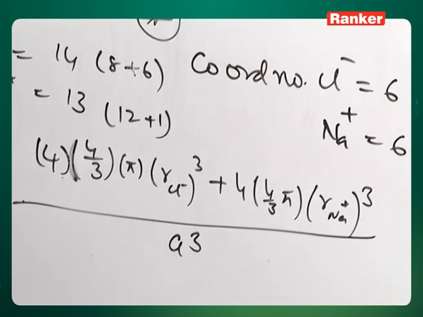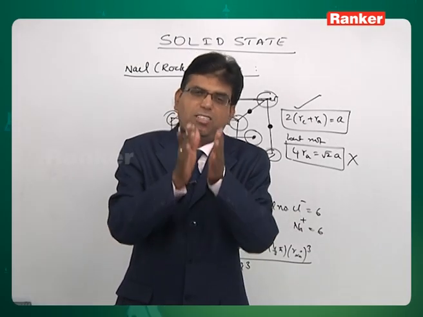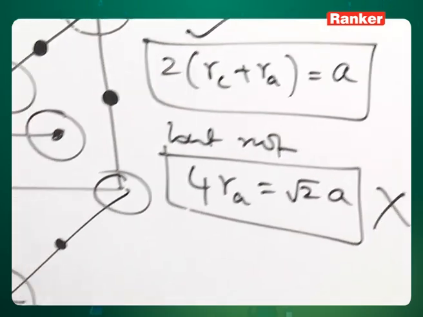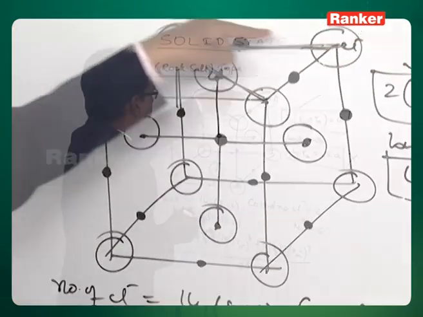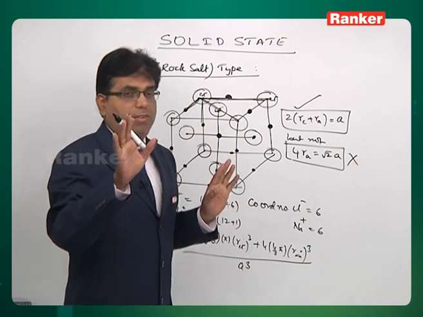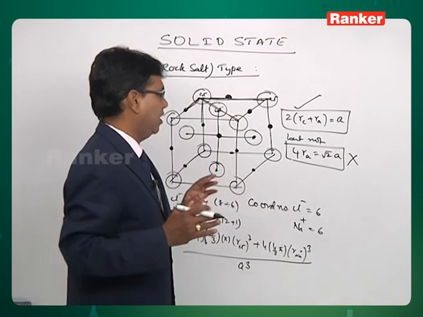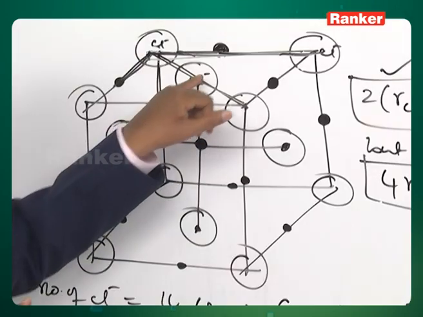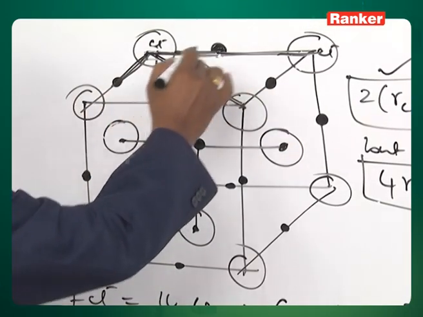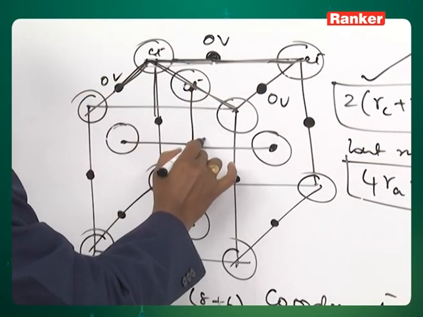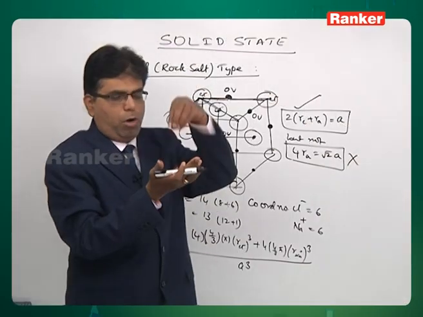Now, in the usual FCC lattice, if you take only chloride ions, the packing fraction will be 74, 74.08 exactly. But here, all the octahedral voids are occupied, even the one at the body center. So, more packing is made.